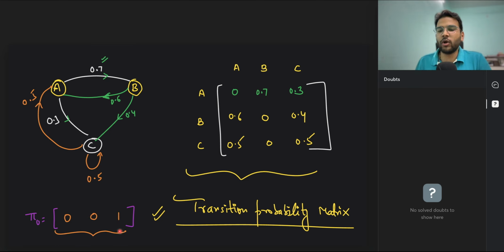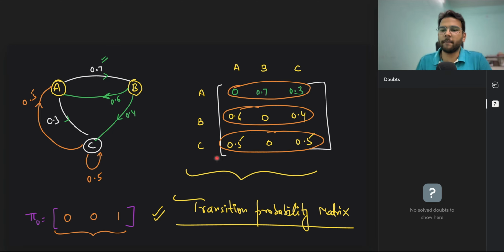The sum of this will always be 1, if you carefully observe here. Because I told you that from every state, whatever outgoing arrows are there, if you add all the probabilities of the outgoing arrows, it will always be 1. So that is the reason why if you add the probabilities of every row, it will be equal to 1. This is one thing.